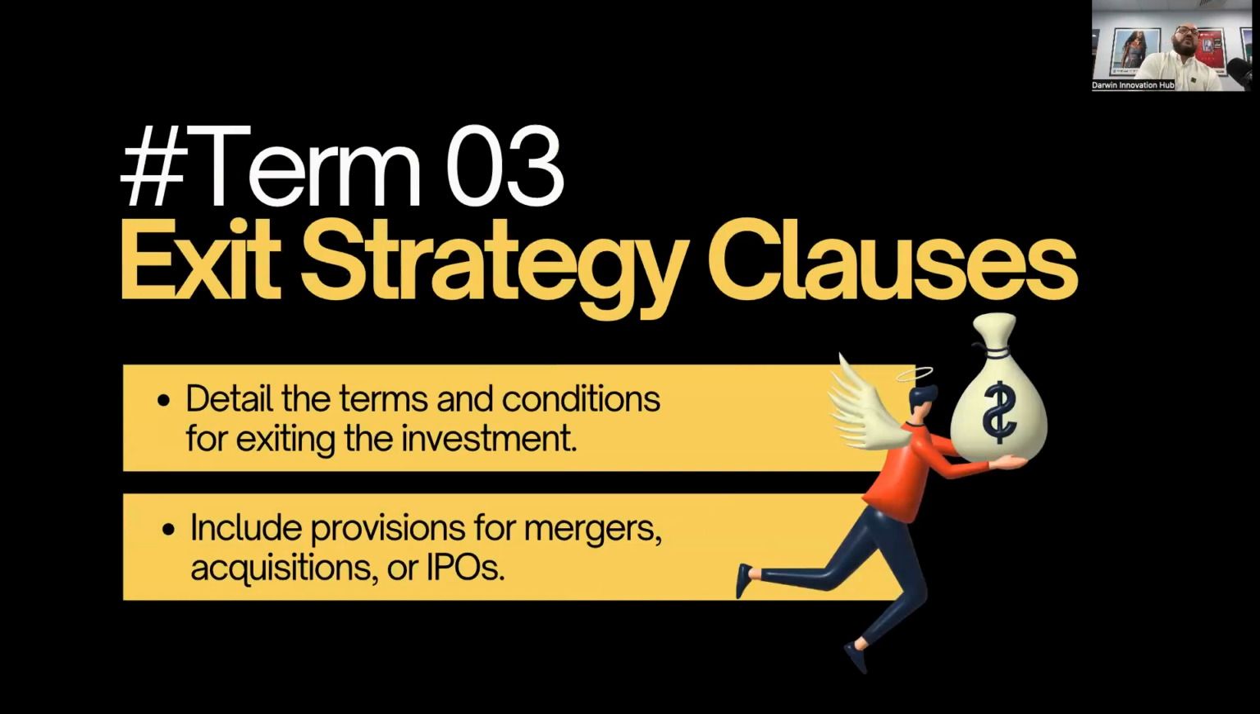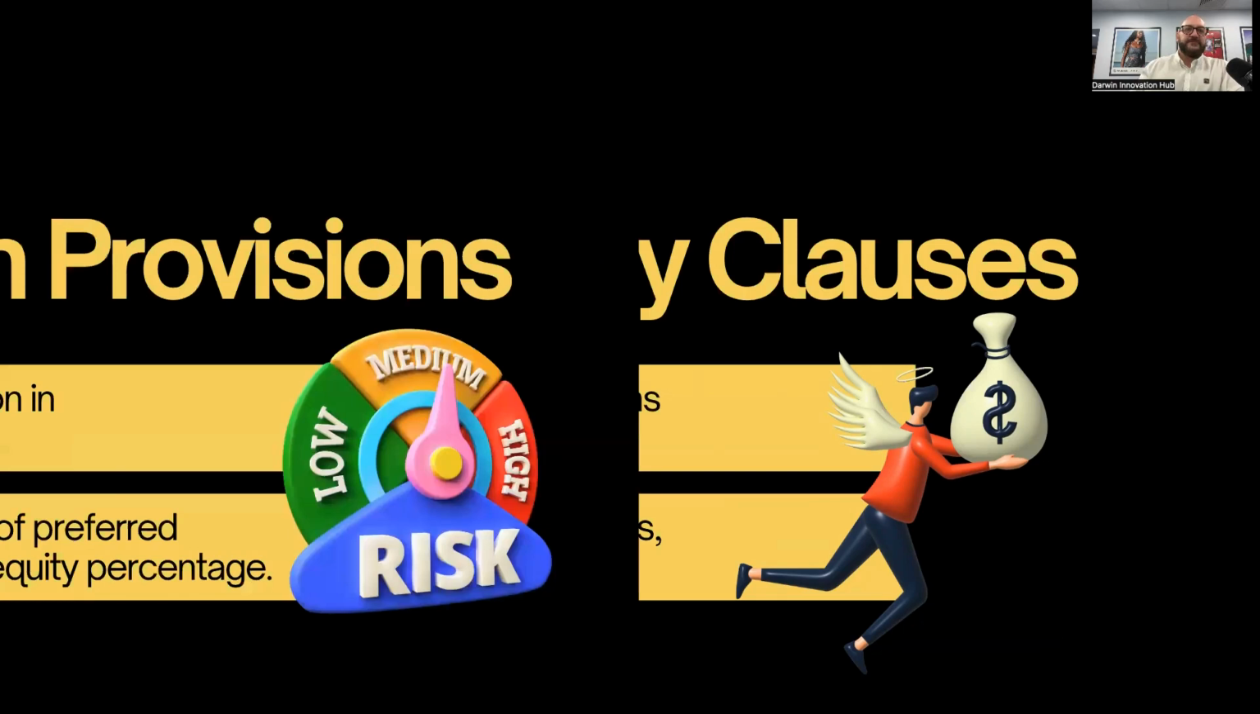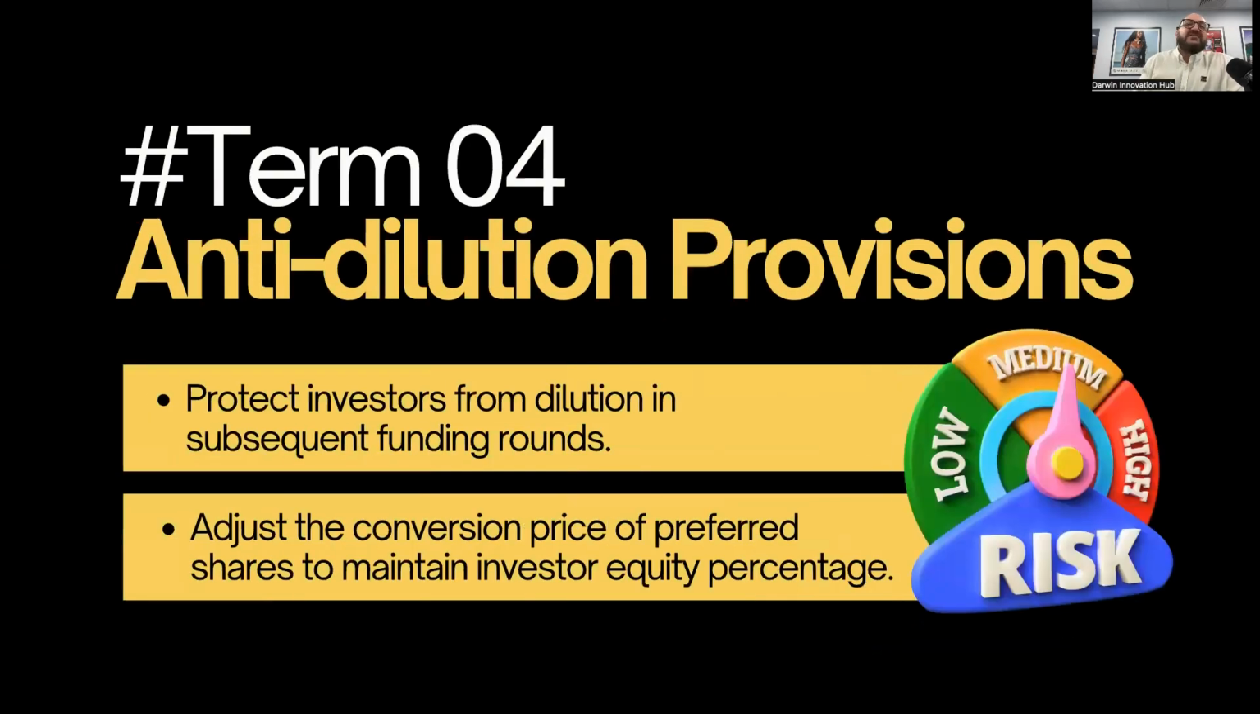The exit strategy clauses, they detail the terms and conditions for all the parties exiting the investment, including the investors, the founders, the works. It includes provisions for things like mergers or an acquisition by another company or an initial public offering on the stock exchange. So no matter what the outcome is for that business, if there's an exit and everyone wants to get out or just the investor wants to get out, here are the terms by which they will be able to get out.